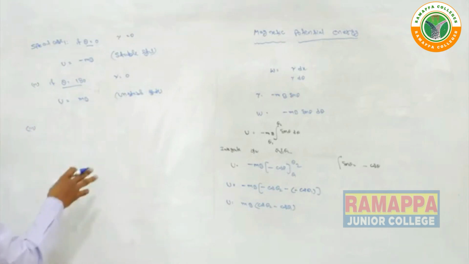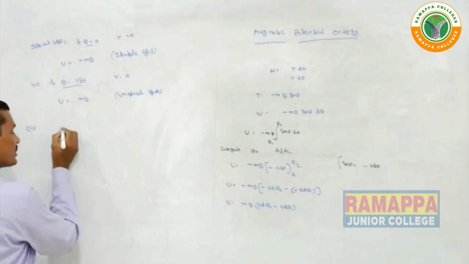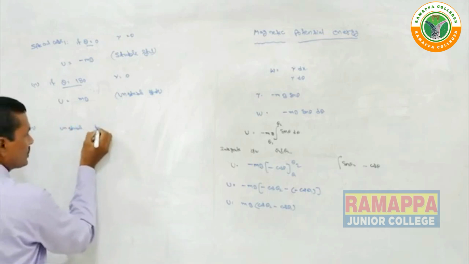Otherwise, if theta varies between 0 and 180, what happens? It may turn from an unstable to a stable state.